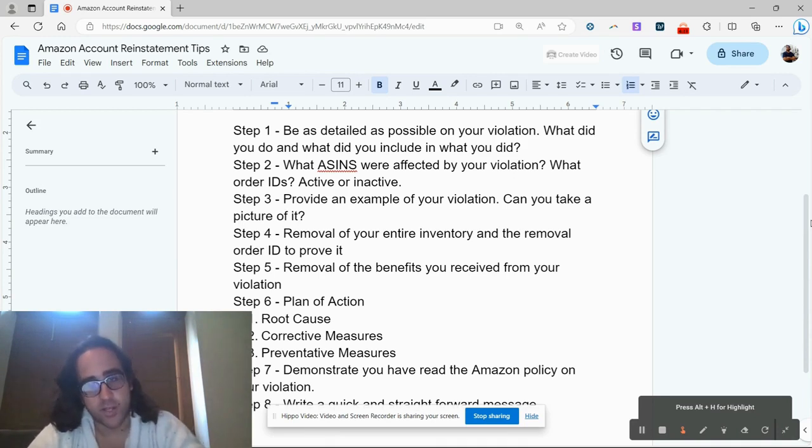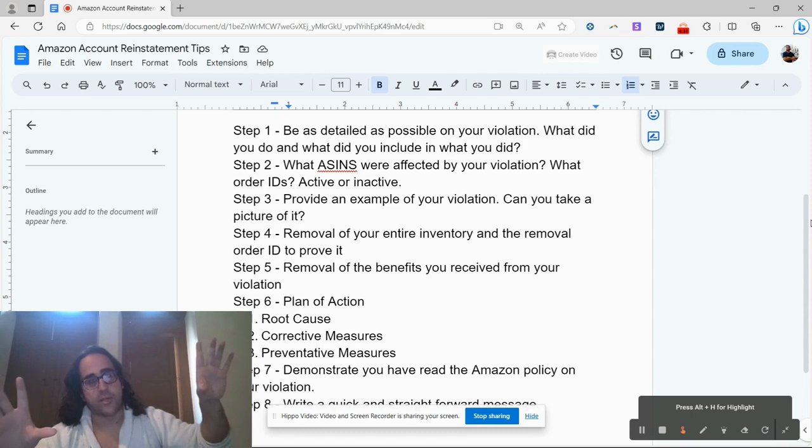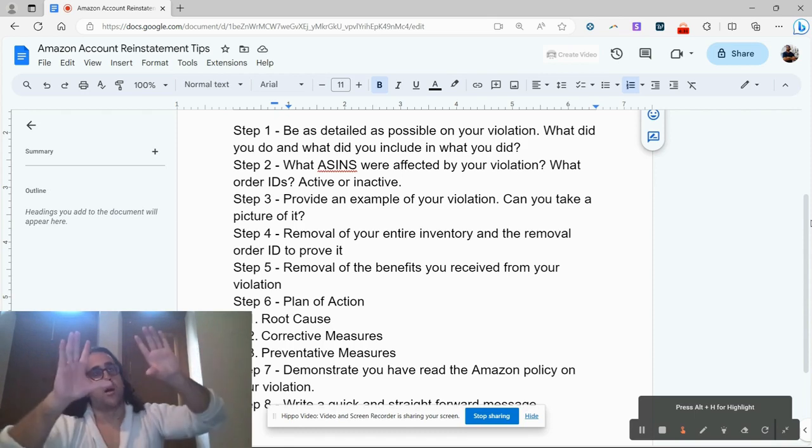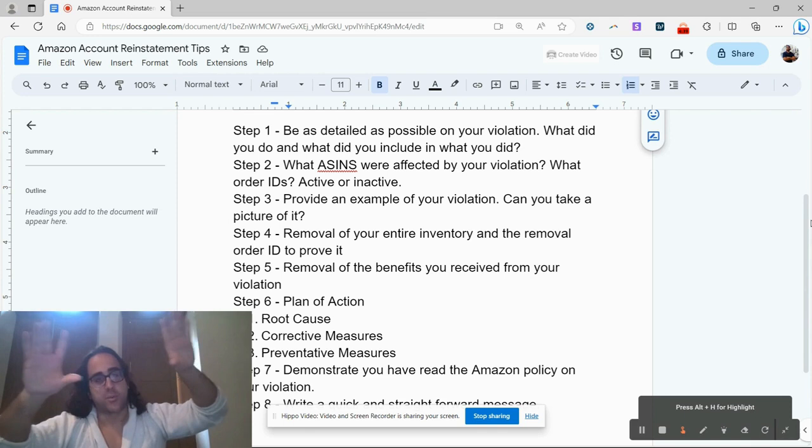Which ASINs were affected by your violation and what order IDs? So in this instance, you can go into your Amazon account, let's go with the example of the product that was protected by intellectual property protections. What ASIN did it have? What ASIN were you selling? Right? You have to include that in your message to Amazon.